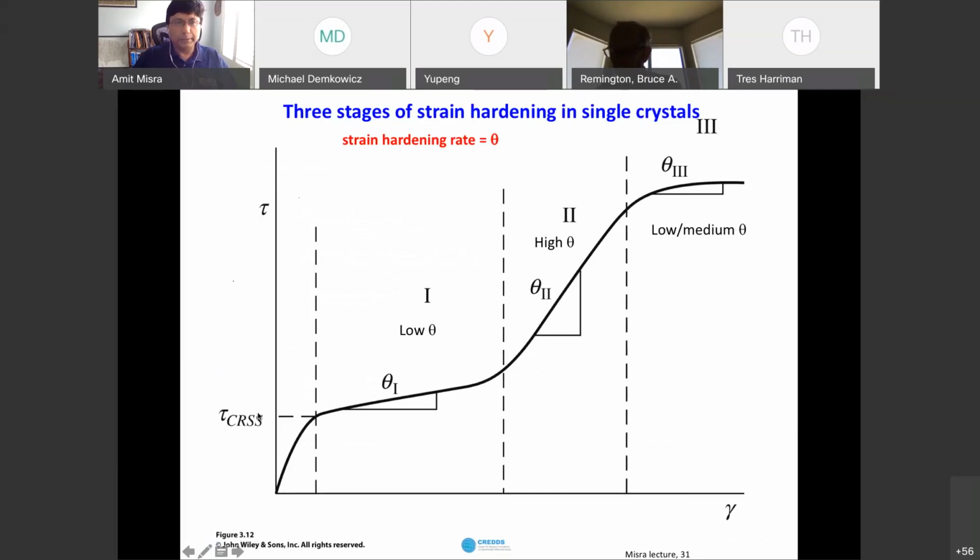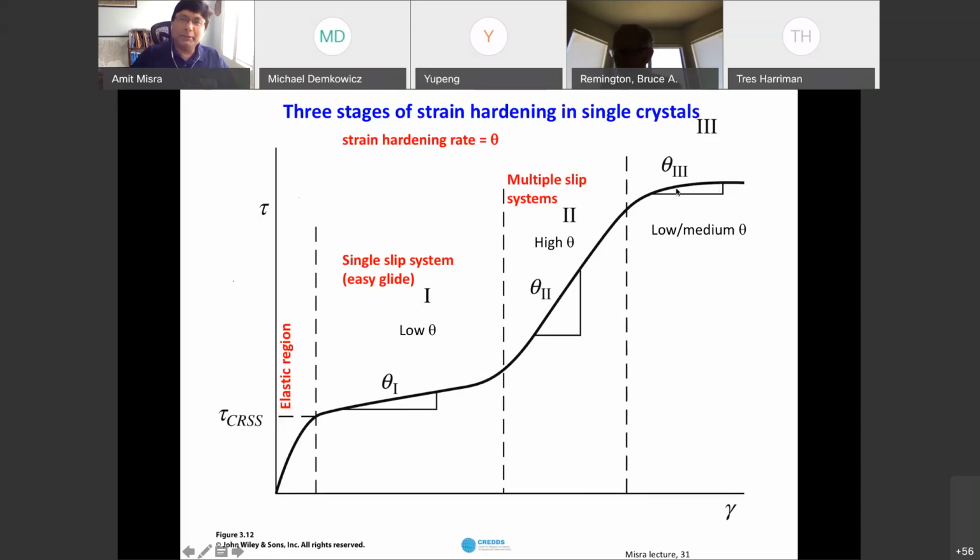So at low strain rates, this is a very classic textbook image that you will see. And you see here the shear stress and shear strain for a single crystal that has been oriented for single slip. So it shows all the different stages, starting with elastic region, and then goes into plastic with a very low slope. This is the shear stress. It's a very low slope. So theta 1 is the strain hardening rate. And then you see the strain hardening rate increases rapidly in this stage 2 strain hardening. And then it starts to flatten out.